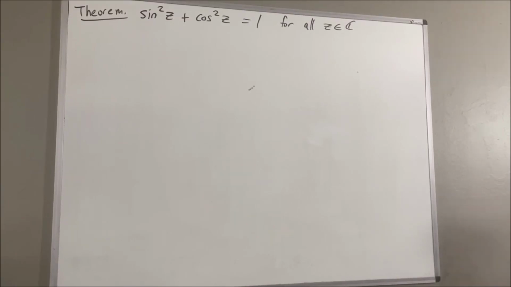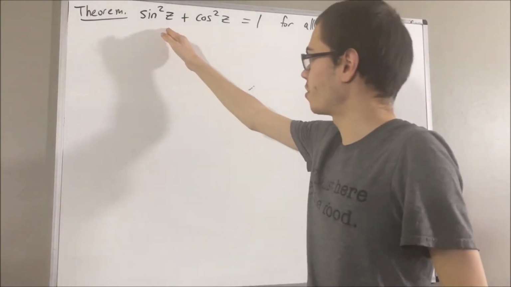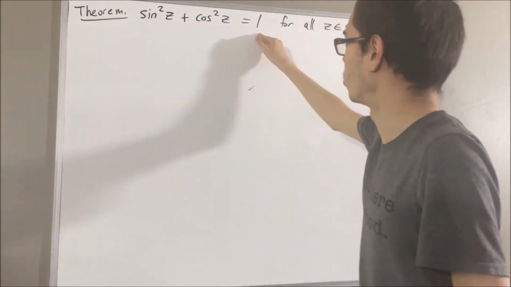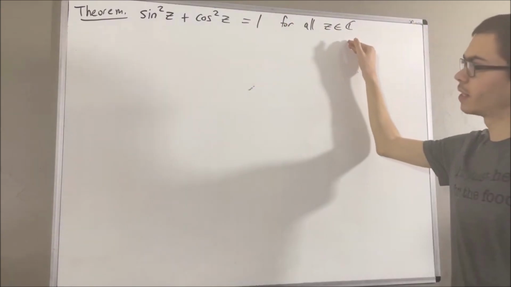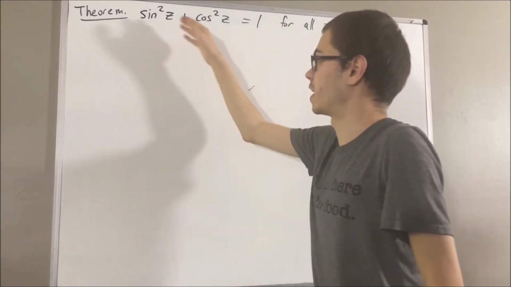Hello! In this video, we are going to prove the following theorem. Sine squared of z plus cosine squared of z is equal to 1 for all complex numbers z. Now first, let's remind ourselves of our definition of sine and cosine.